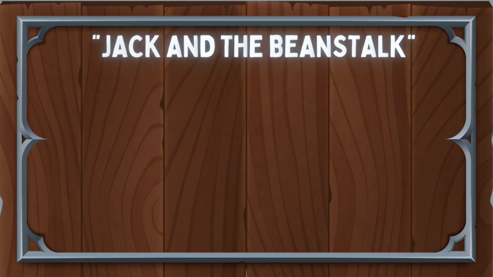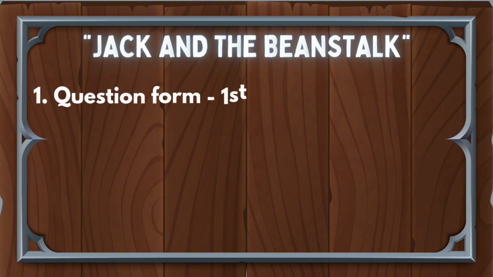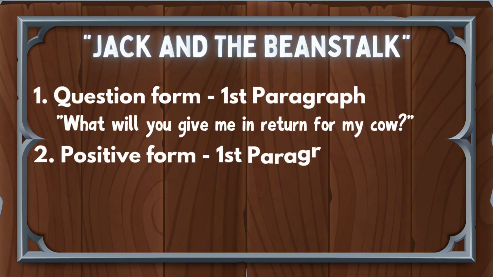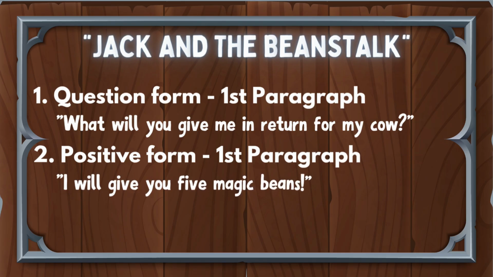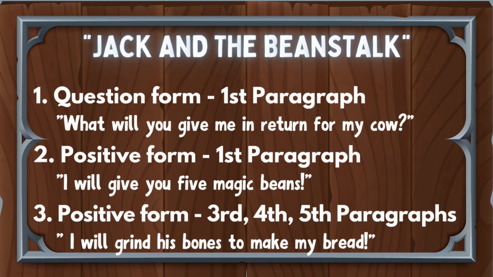So, in the story Jack and the Beanstalk, there are 3 sentences with will. The first one is a question from the first paragraph. What will you give me in return for my cow? The second one is a positive sentence, also from the first paragraph. I will give you 5 magic beans. The third one is repeated in the third, fourth, and fifth paragraphs. It is also a positive sentence. I will grind his bones to make my bread.